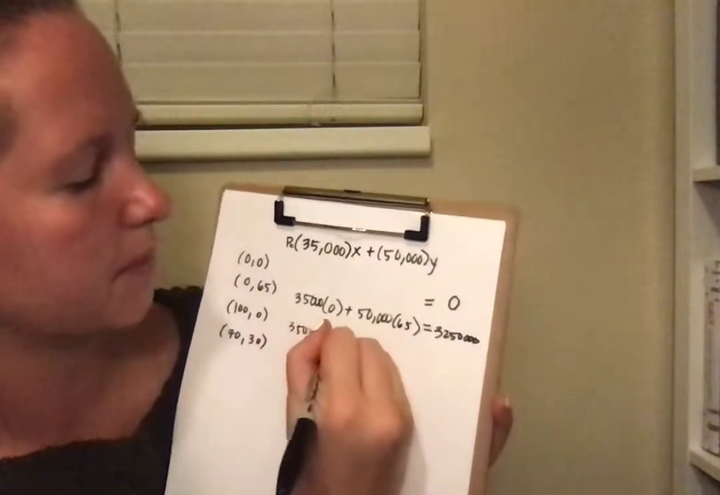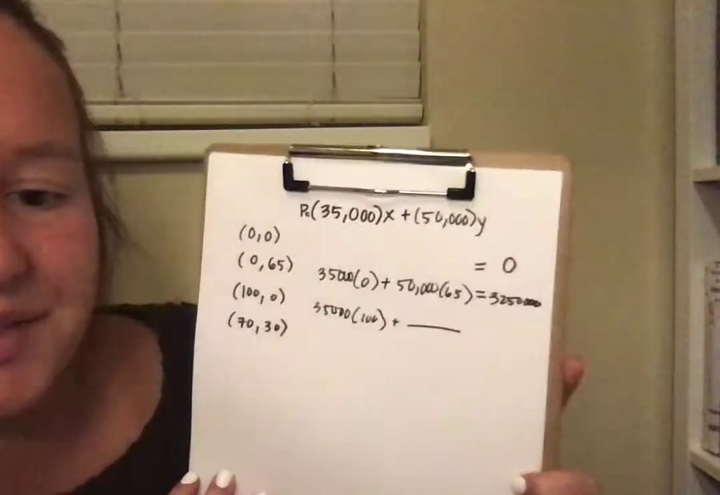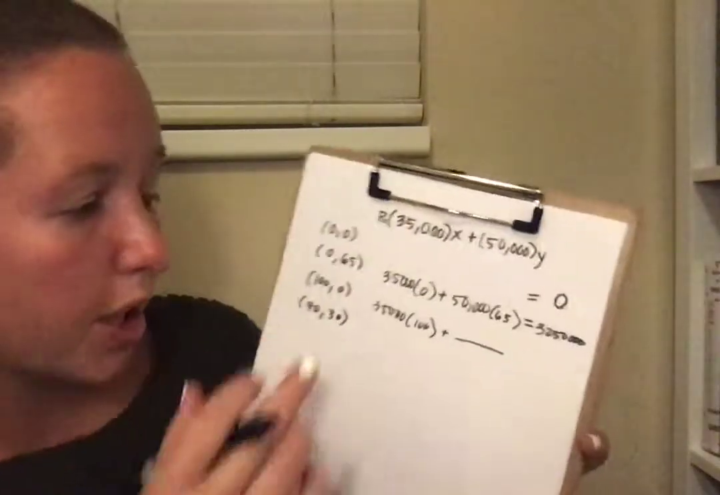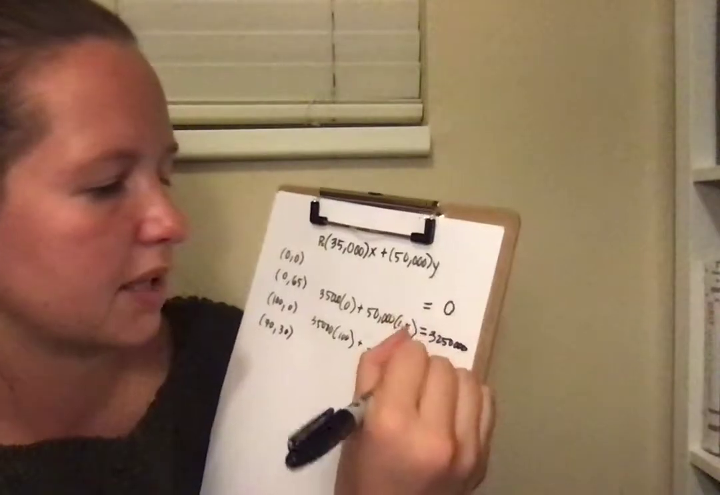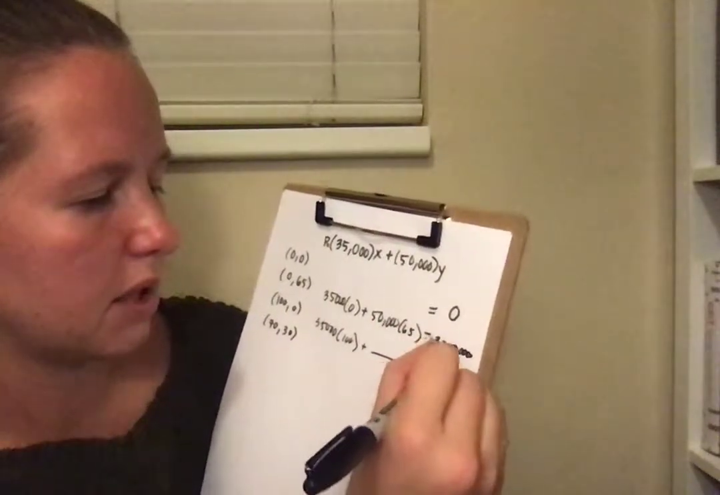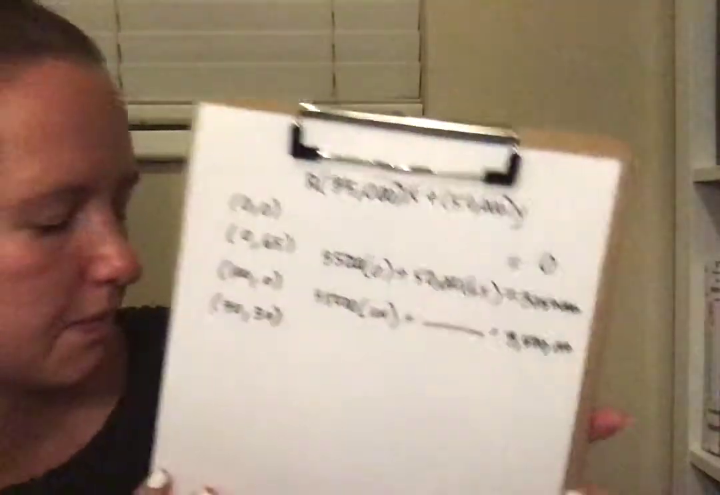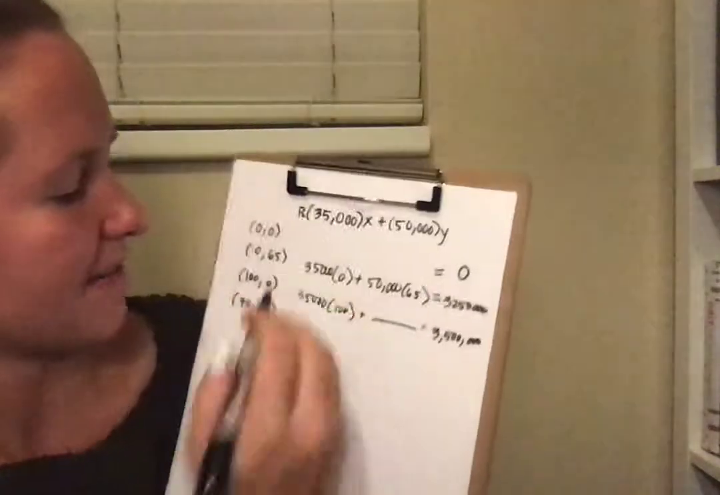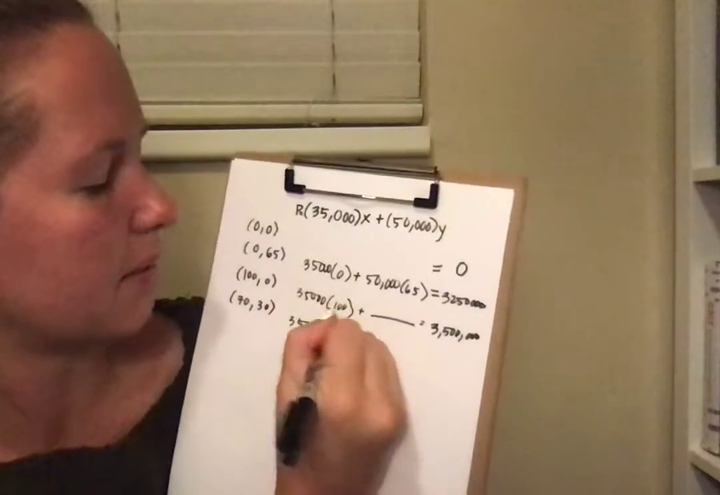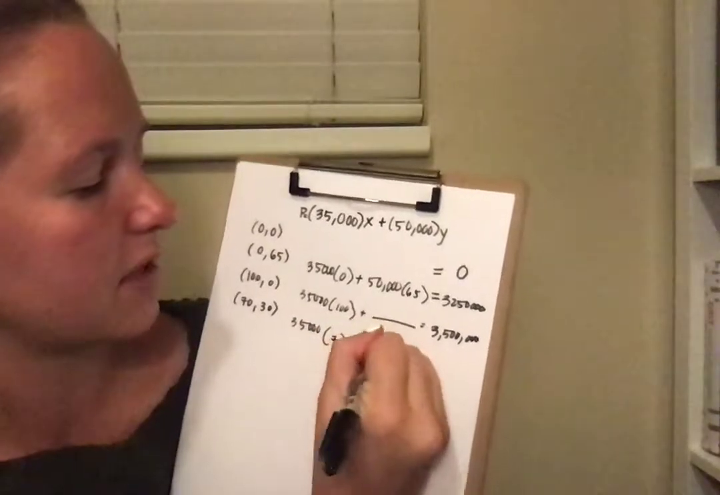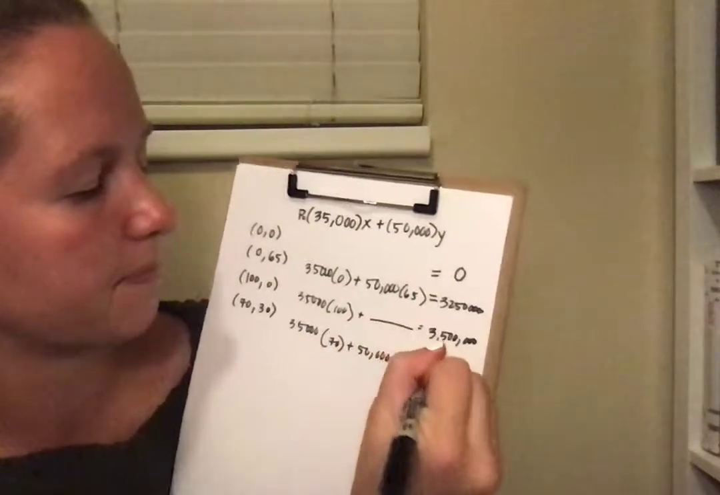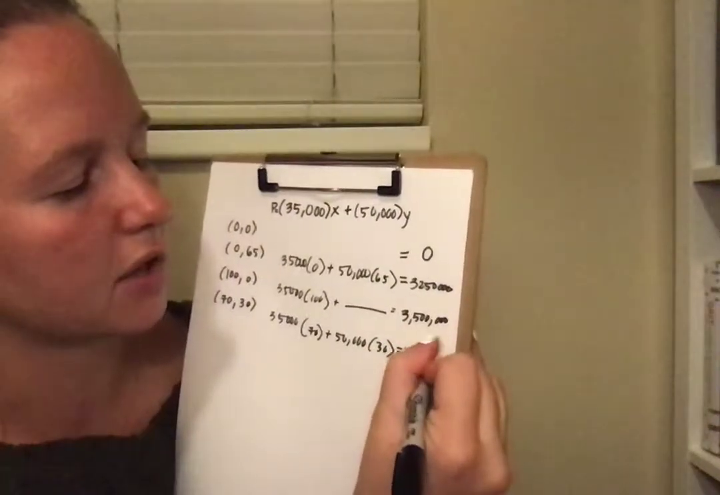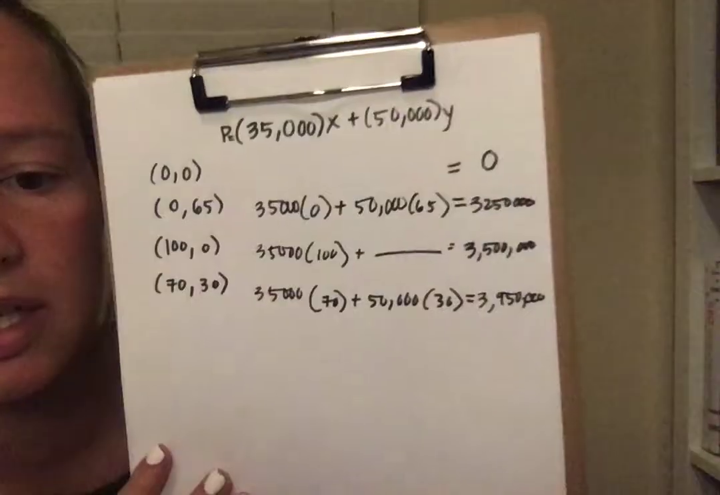All right, this one: 35,000 times 100 plus 50,000 times 0. You don't even need to write it because it's going to be 0. 35,000 times 100, you already know because 100 is easy to multiply. It's the same number, 3,500,000. And last but not least, you plug in the 70 and the 30. So we've got 35,000 times 70, and then 50,000 times 30. And when you do that math, you get 3,950,000.